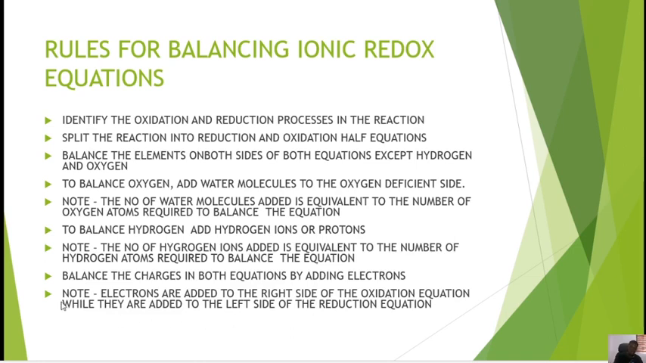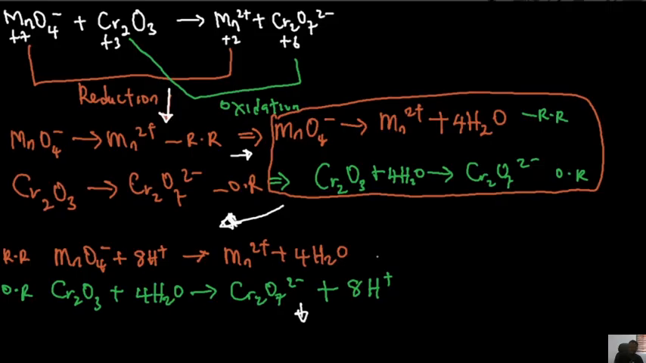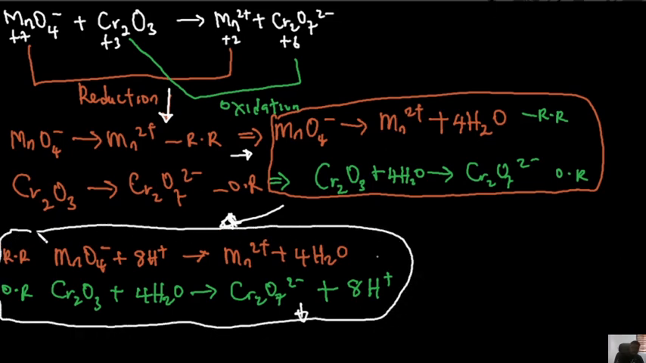Now, points to note. Electrons are added to the right side of the oxidation equation, while they are added to the left side of the reduction equation. So we're going to be adding electrons. To bring about a balance of the charges, we need to add electrons. Now, I am going to have to take out this whole thing on the screen, but let's take note of the fact that this is where we stopped. So just have that in mind, that this is where we are going to pick it up from. Just to give us more room to solve, I'm going to take it all out.